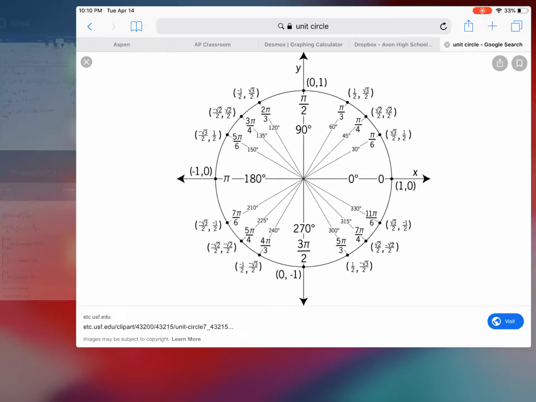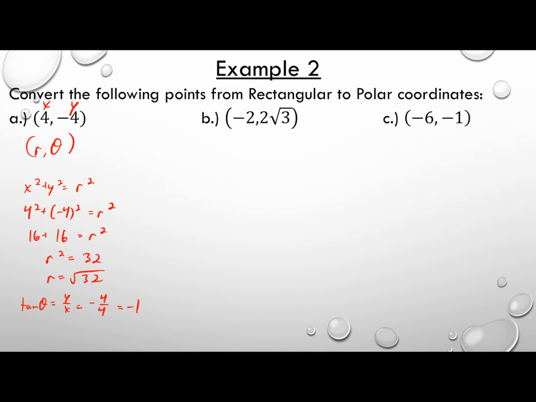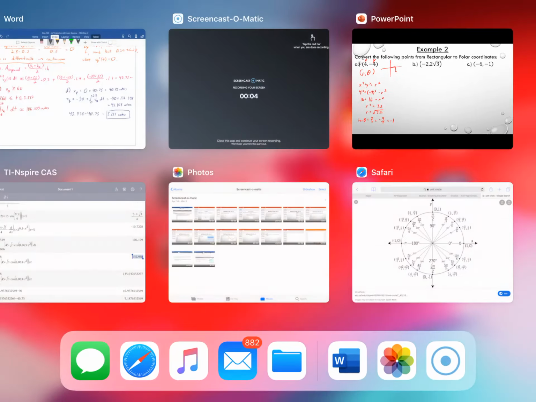Well, remember, I told you before, it's determined by which quadrant this is going to be in. So think about it. 4 comma negative 4. So 4 tells us to go right 4. Negative 4 tells us to go down 4. So what quadrant is that in? Well, if I quickly do a little diagram here, to the right 4, down 4, it looks like we're going to be in quadrant 4.